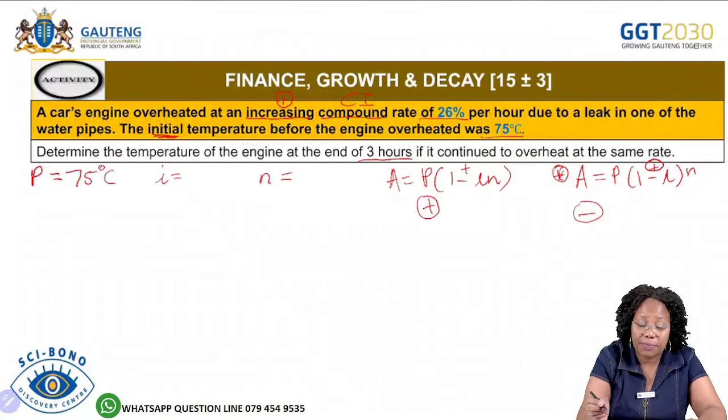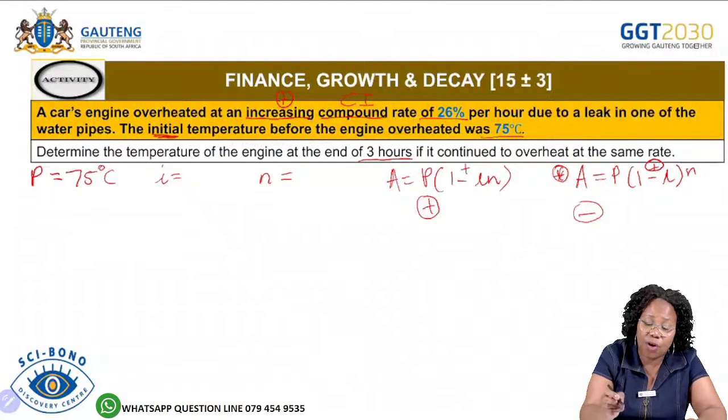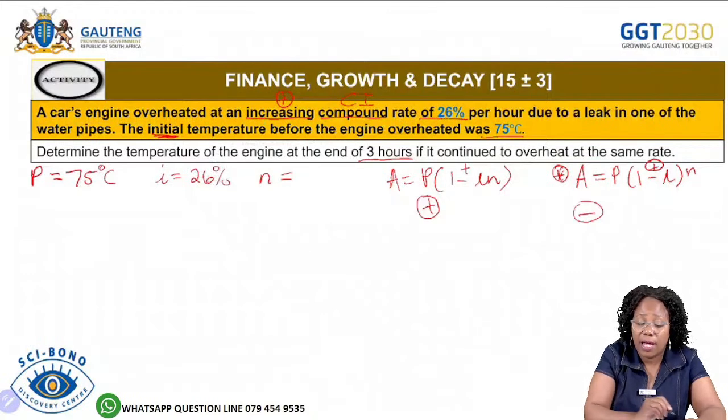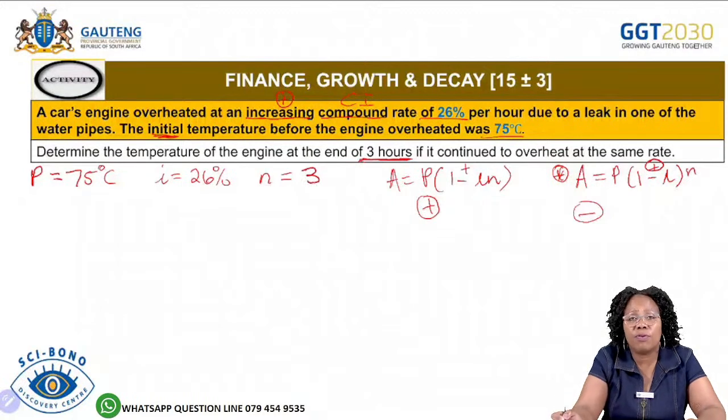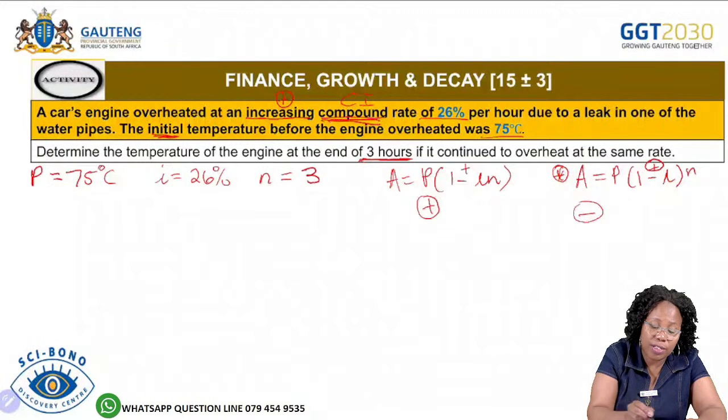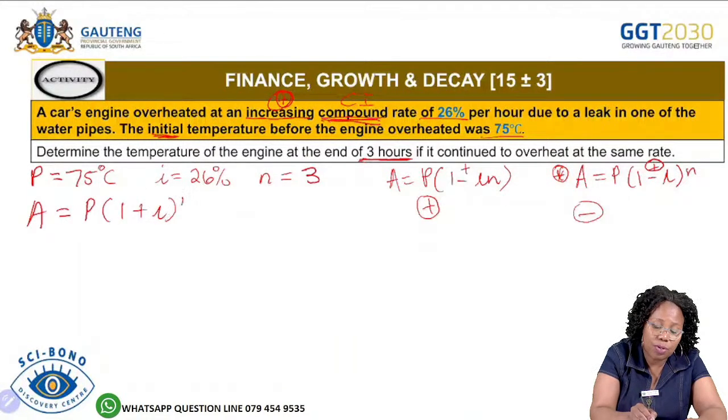And then it is increasing compound rate of 26. The engine is overheating at an increasing compound rate of 26%. So this is at 26%. And then now, for how long? Determine the temperature of the engine at the end of how many? 3 years. Therefore, the end value will be 3. Now, grade 12, you have everything that you need in order to calculate A. Now we can bring in the compound interest formula, of which is a positive one. Therefore, it's A equals P, 1 plus I to the power N.